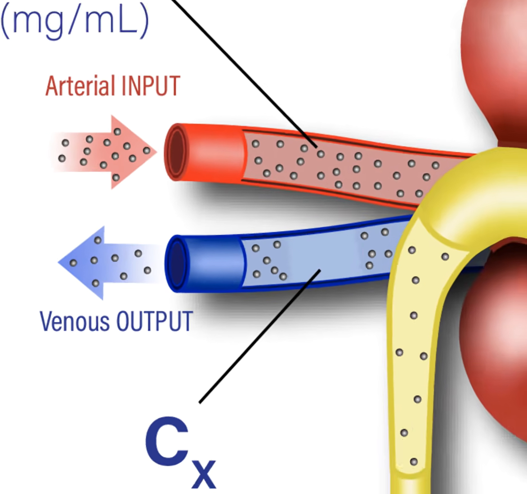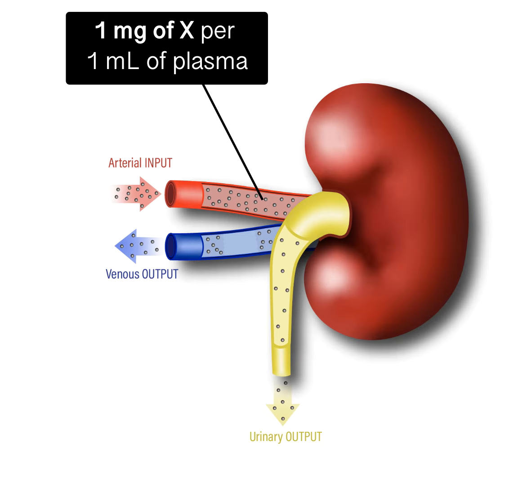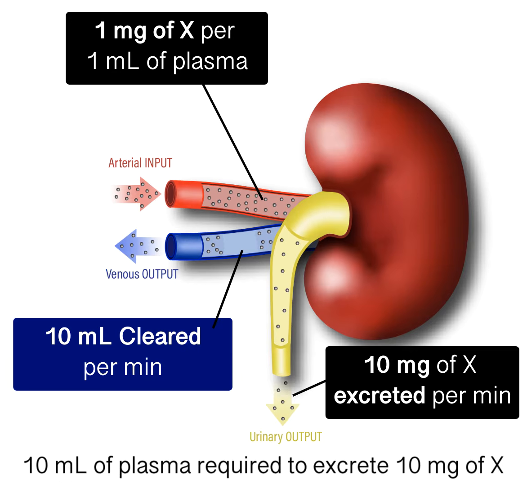Before introducing the renal clearance equation, let's think about this quantitatively. Say that the concentration of substance X in the renal artery is 1 milligram per milliliter. And let's assume that the amount of X excreted by the kidneys is 10 milligrams per minute. Theoretically, how much of this blood plasma entering the kidneys would be cleared of substance X per minute? The answer is 10 milliliters per minute. That is, under these conditions, the renal clearance of X would be 10 milliliters per minute.